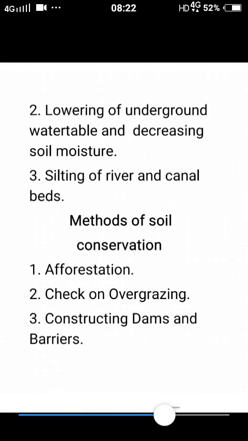Constructing dams and barriers. Most of the rivers during the rainy season cause heavy erosion of the soil. This can be prevented by controlling the flow of rivers by building dams across the rivers.